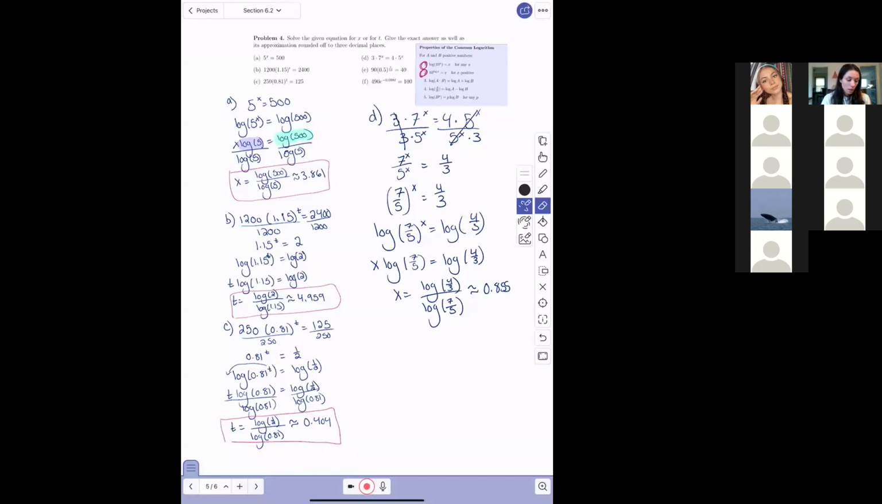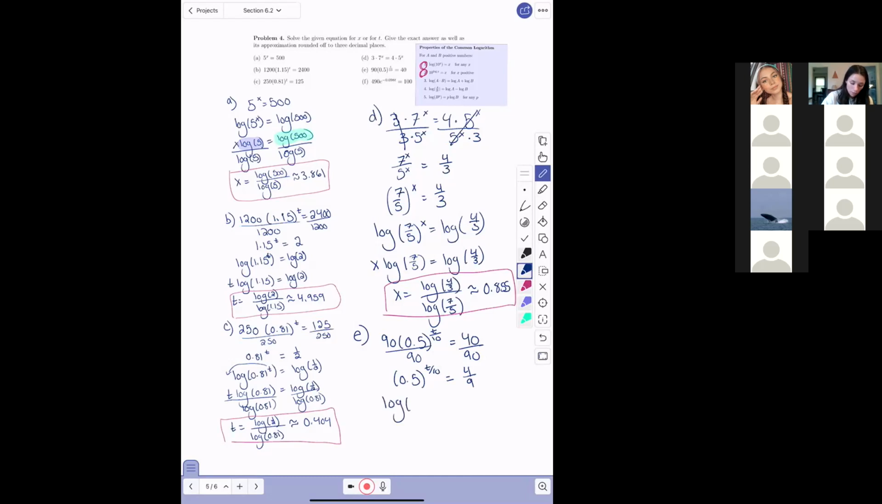Okay. Problem E. We have 90 times 0.5 to the power of t divided by 10 is equal to 40. Okay, so we'll divide both sides by 90. So we have 0.5 to the power of t over 10 is equal to 4 over 9. Okay, so we'll take the log of both sides. So we have the log of 0.5 to t over 10 is equal to the log of 4 over 9.